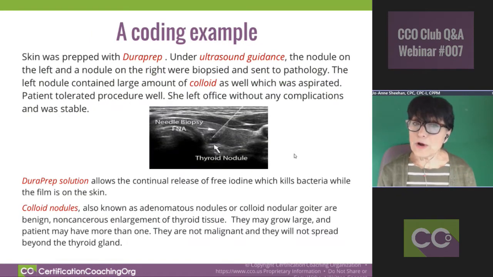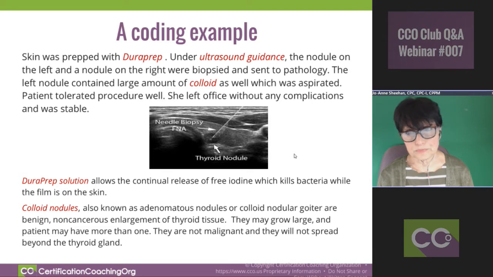So now when skin is prepped to do an ultrasound guidance with the fine needle aspiration, the skin is typically prepped with something called DuraPrep. And under ultrasound guidance, the nodule on the left and a nodule on the right, as an example, were biopsied and sent to pathology. The left nodule contains a large amount of colloid as well, which was aspirated. Patient tolerated procedure well. She left the office without any complications and was stable. So this is an example of a coding documentation, and everything is written right there.